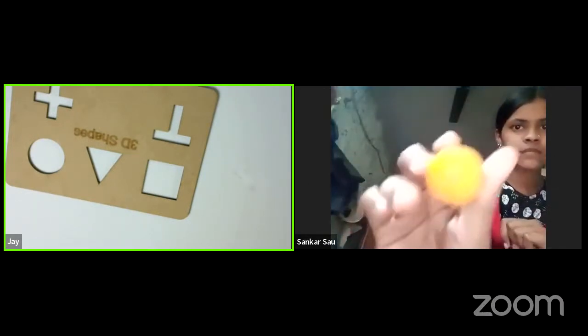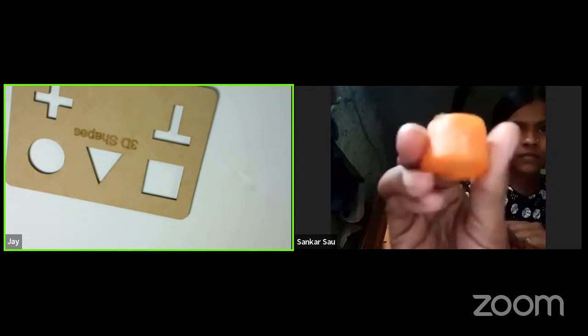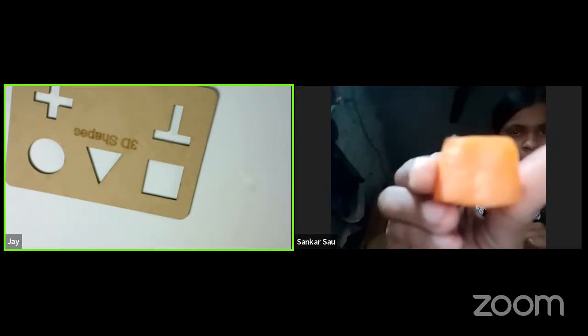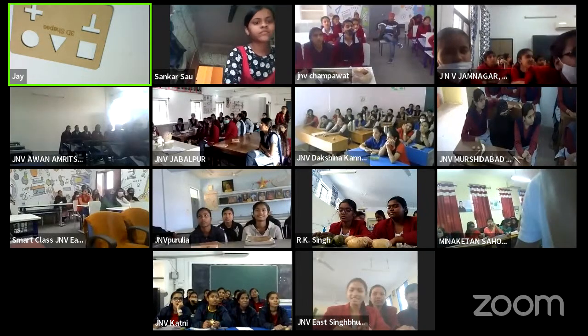All right, so I can see triangle. What about the circle? I can see the circle. What about the square? So just try to think whether it's a square or not, and then maybe once again we would like to discuss. Thanks for sharing your solution.